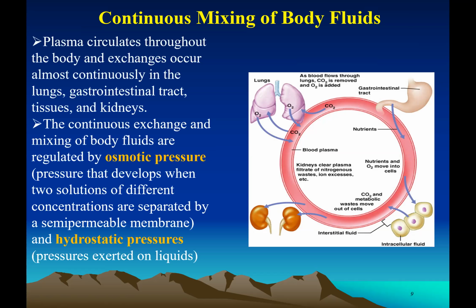Two things to understand here are osmotic pressure and hydrostatic pressure. Osmotic pressure is the pressure that develops when two solutions are separated by a concentration gradient. They are separated by selectively permeable membranes in the human body. Osmotic pressure is because of the electrolytes that are found in the liquid part. Hydrostatic pressure refers to the pressure that is exerted by the liquid.